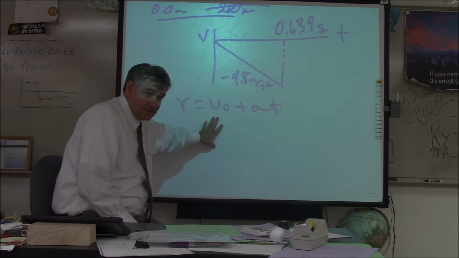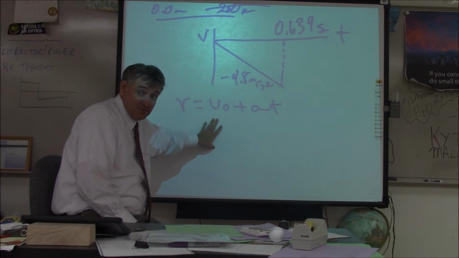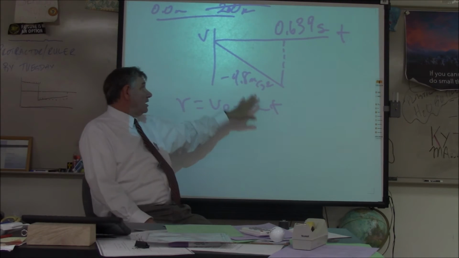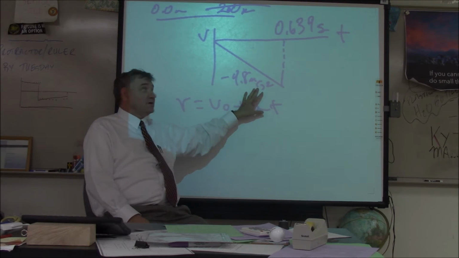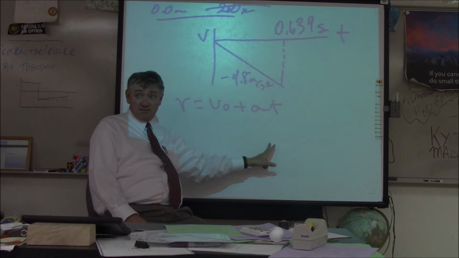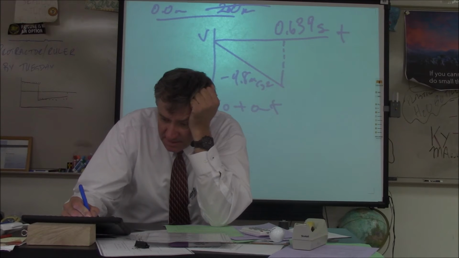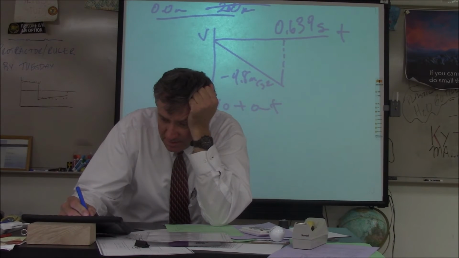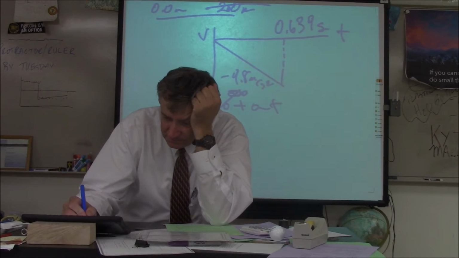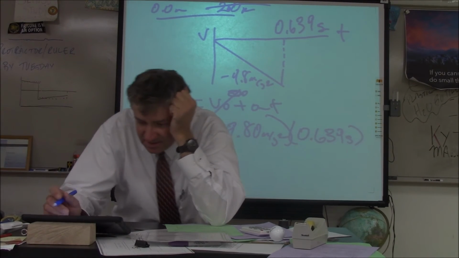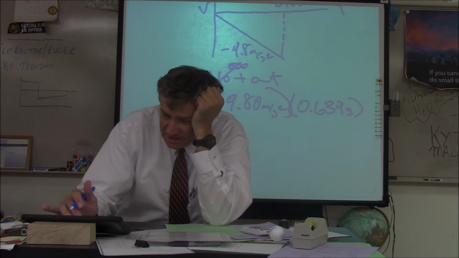What's my initial velocity? 0. I'm going to start at 0. Do you know the acceleration? Oh yeah, negative 9.8 meters per second squared. Do I know the time? 0.639 seconds. So V naught is going to be 0, so it's just negative 9.8 meters per second squared times the time of 0.639 seconds. So somebody take negative 9.8 times 0.639.